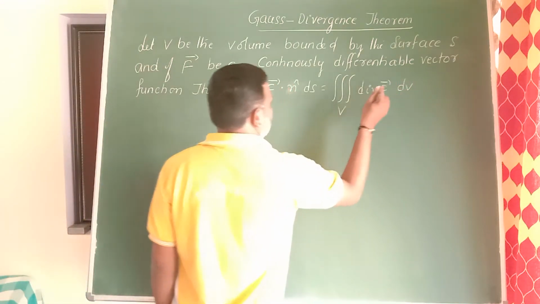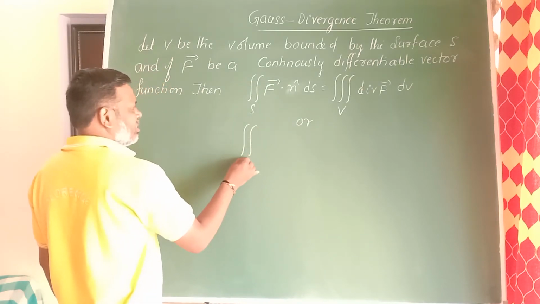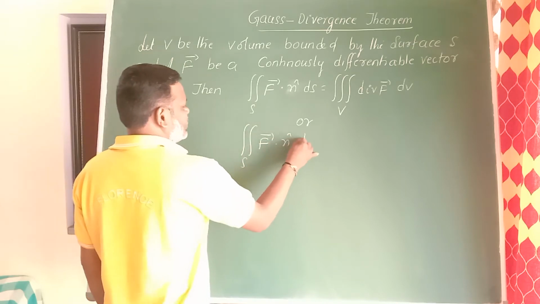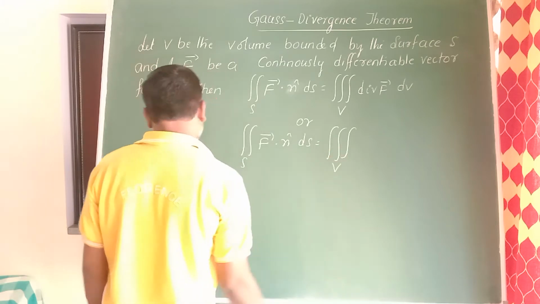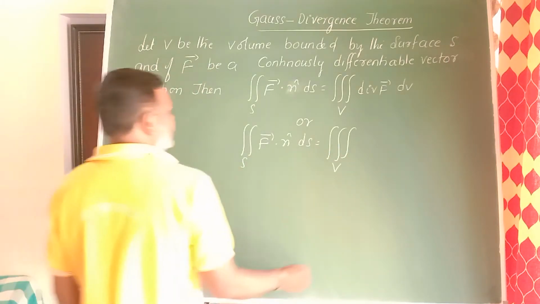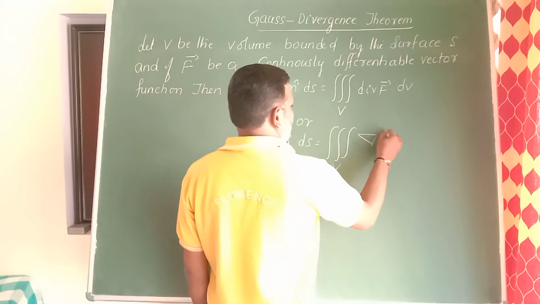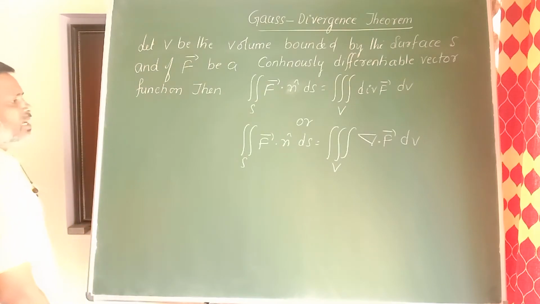Divergence F into dV. Or this can be simply taken as a surface integral, F dot n cap dS, that is equal to, this can also be taken as triple integral over volume V. This divergence F is nothing but del dot F into dV. This is the statement of the Gauss divergence theorem.